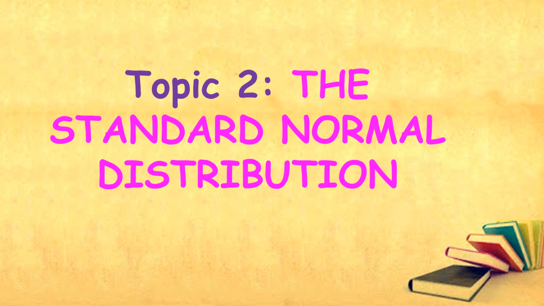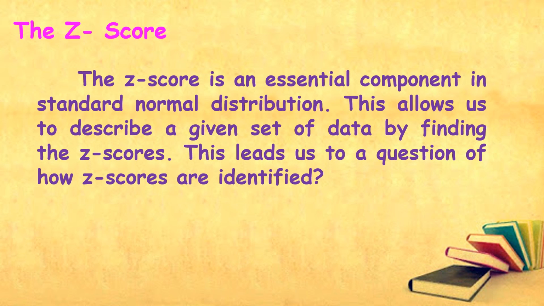So, eto na yung continuation ng topic 1, which is the normal distribution and its properties. So, today, I'm going to discuss topic 2, the standard normal distribution. Okay, punta tayo sa z-score. Ano nga ba yung z-score? So, the z-score is an essential component in standard normal distribution. This allows us to describe a given set of data by finding the z-scores. This leads us to a question of how z-scores are identified.